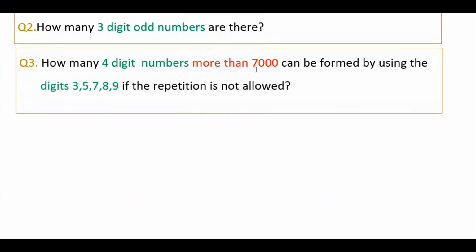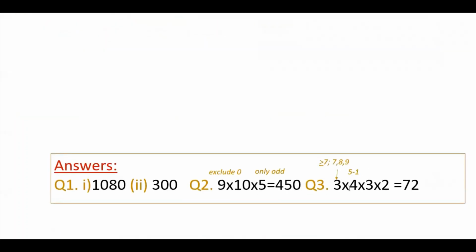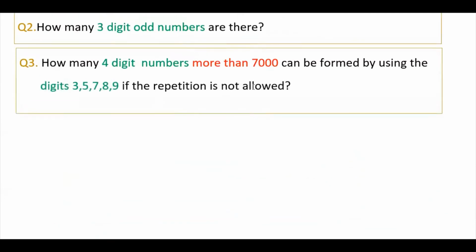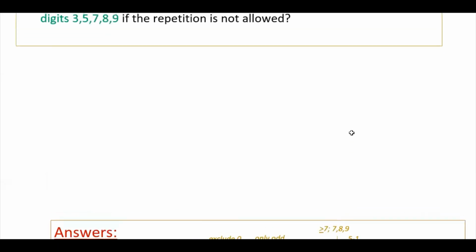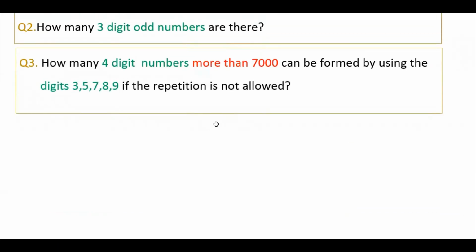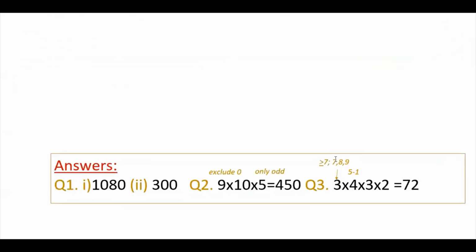See here, 4-digit number more than 7,000. So 3 into, here in the second box, the repetition is not allowed. So remaining total 5 numbers, 1, 2, 3, 4, 5. From 5, you can exclude one number here. Already any one of these 3 numbers you are writing here. So one number you can exclude, that is 5 minus 1, 4. And it is not repeating, so 3, then 2.